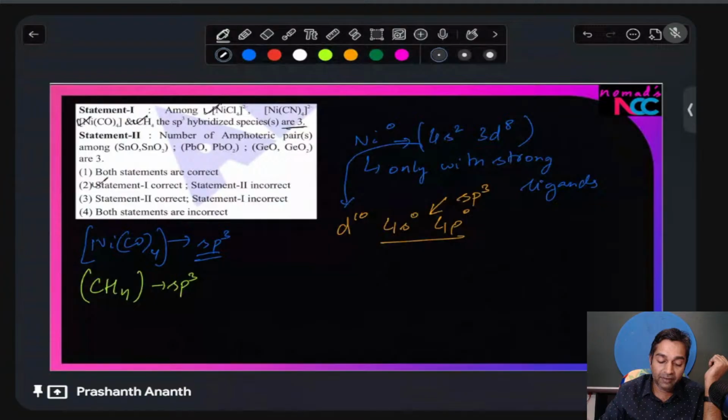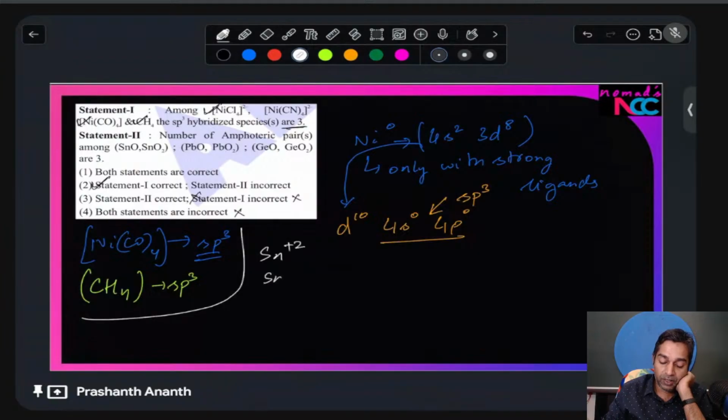That means we can already rule out that option here, and we can also rule out option 3 straight away. Okay, number of amphoteric pairs are. So yes, which ones are amphoteric in this particular case? We'll have in this scenario tin plus 2, tin plus 4, lead plus 2 and lead plus 4. All of these are going to be amphoteric.